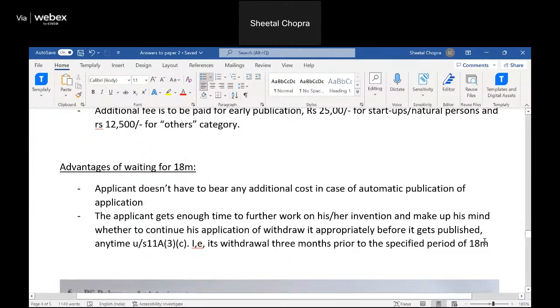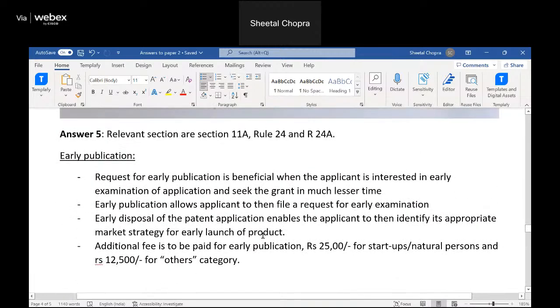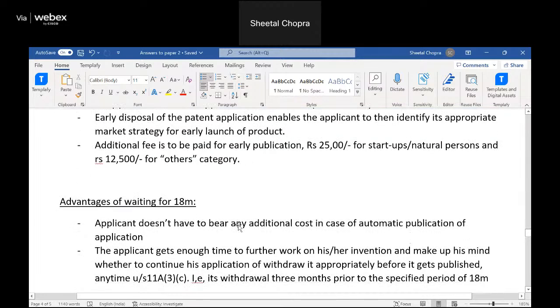So these are the things that you could write as possible answers, not in the form of bullets, of course, but in your own words.